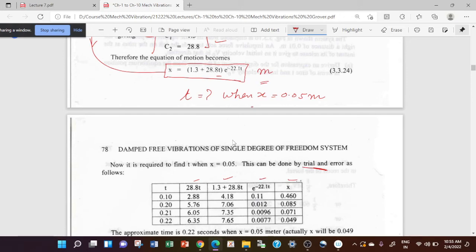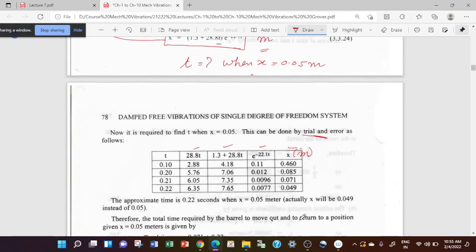This is in meter here. So you keep on decreasing: point 1, point 2, point 21, it is 0.71. Then point 22, it is 0.49. This is the desired value, approximately. So it will take approximately 0.22 second to come back to 0.05 meter approximately from the initial position.